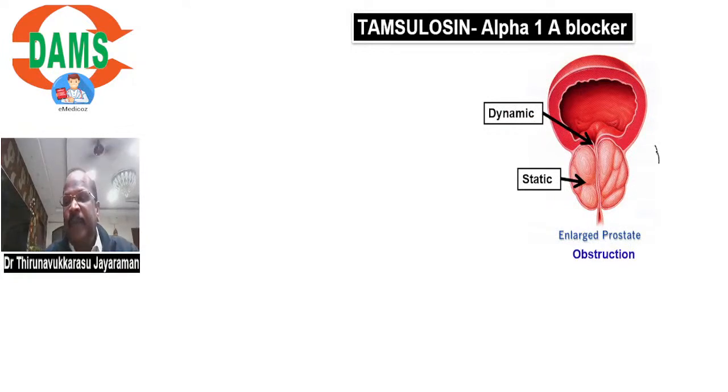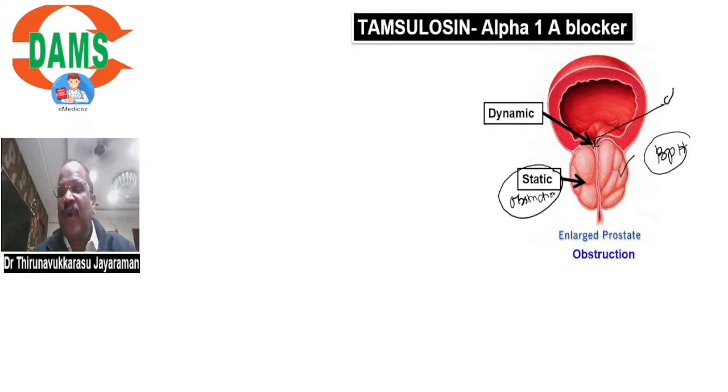So just look at the image. In a benign prostatic hypertrophy patient, to relieve the symptoms, we have to go for two things. What two things? For example, look here. The enlarged prostate constantly compressing the urethra is called static obstruction.